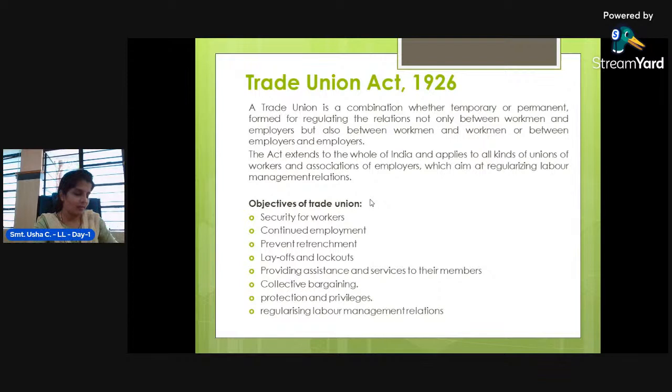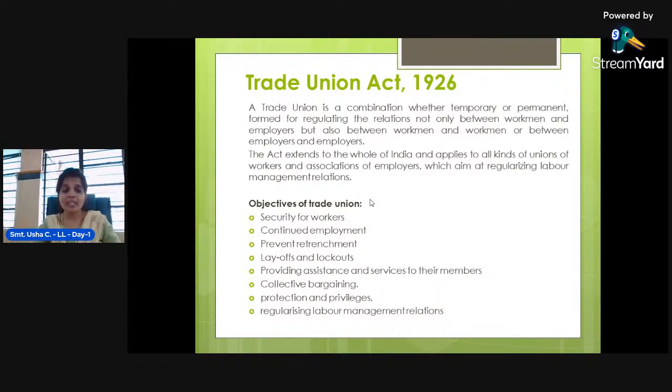Layoff means, majorly in MNC companies, they give a pink slip to the employees. By giving the pink slip, they may not give any prior notice. They just say, tomorrow onwards you are not required for the organization, you don't come to the job. So this is called layoff, removing the employees without giving notice. That is called layoff.